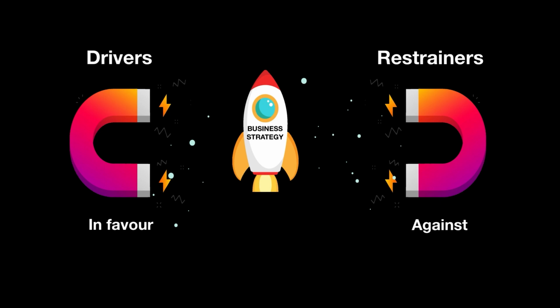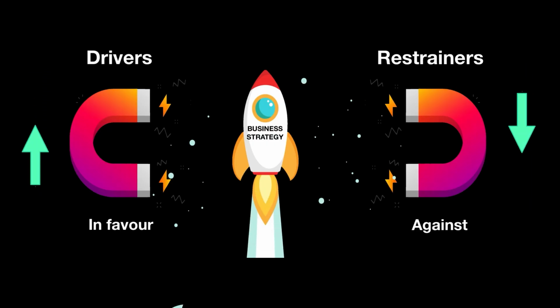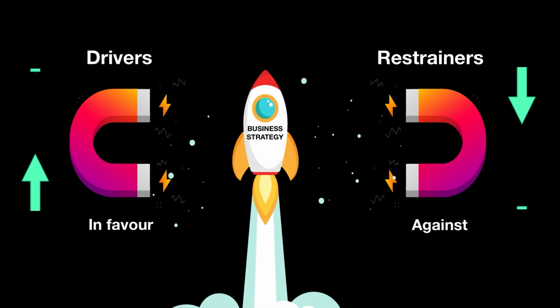So the idea is always to make sure that your drivers are as high as possible or as many as possible, and the restrainers are as few as possible. When you have a situation where your drivers outweigh your restrainers, that's when the company can be sure about their business strategy and go ahead with it. And if that situation arises, then the business would start seeing its growth strategy take off into the stratosphere.